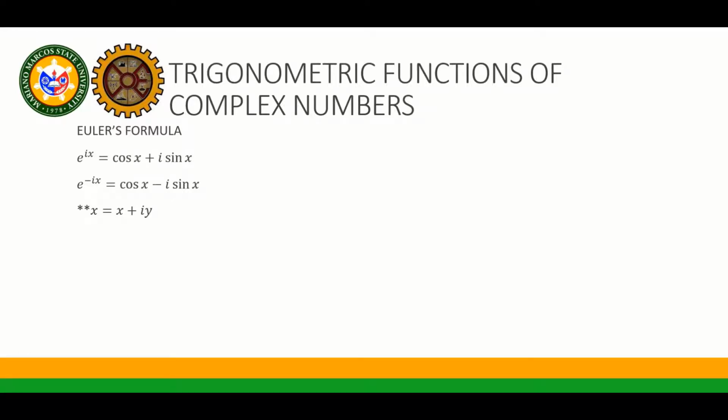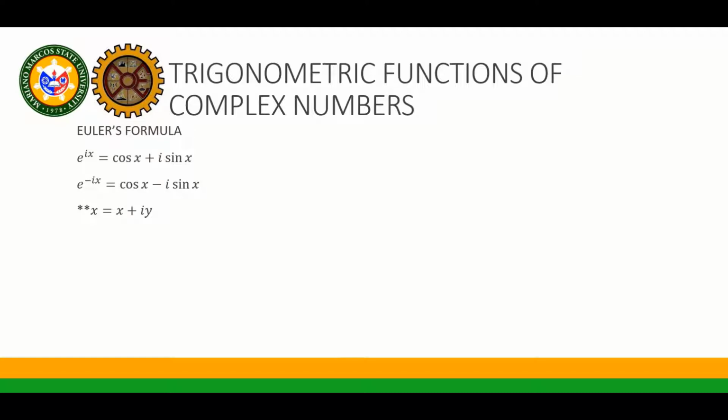Okay, so now let's proceed to our new topic, which is the trigonometric functions of complex numbers. In complex numbers, we are using our Euler's formula. Our Euler's formula is e raised to ix is equal to cosine x plus i sine x, and e raised to negative ix is equal to cosine x minus i sine x. Take note, the x that you will use here, your substitute, is x plus iy, which is the format of the complex number.